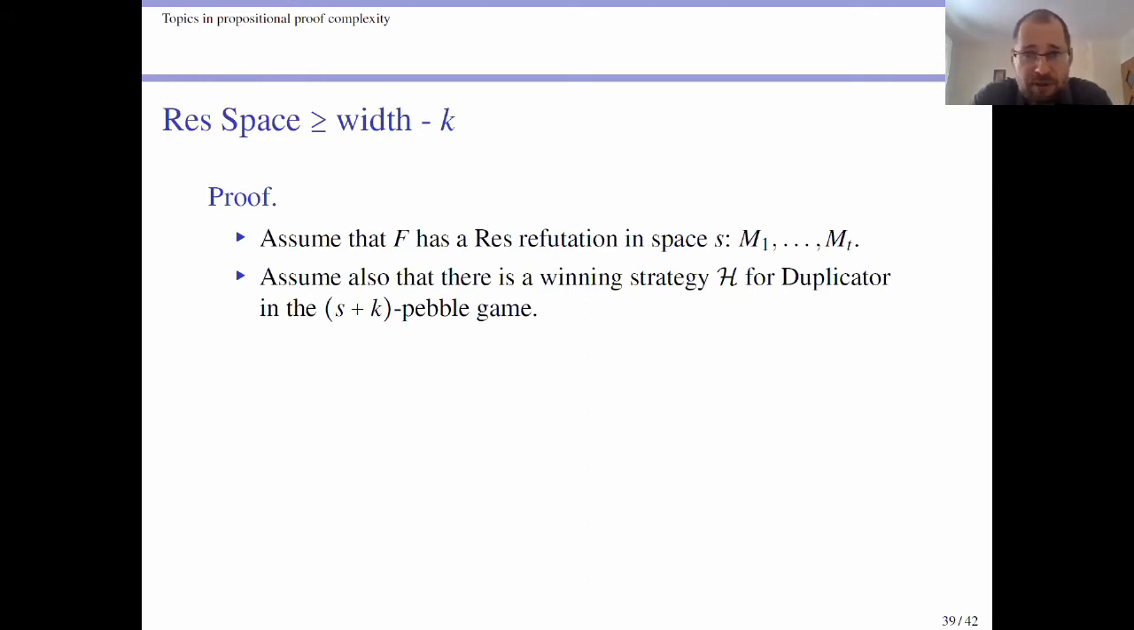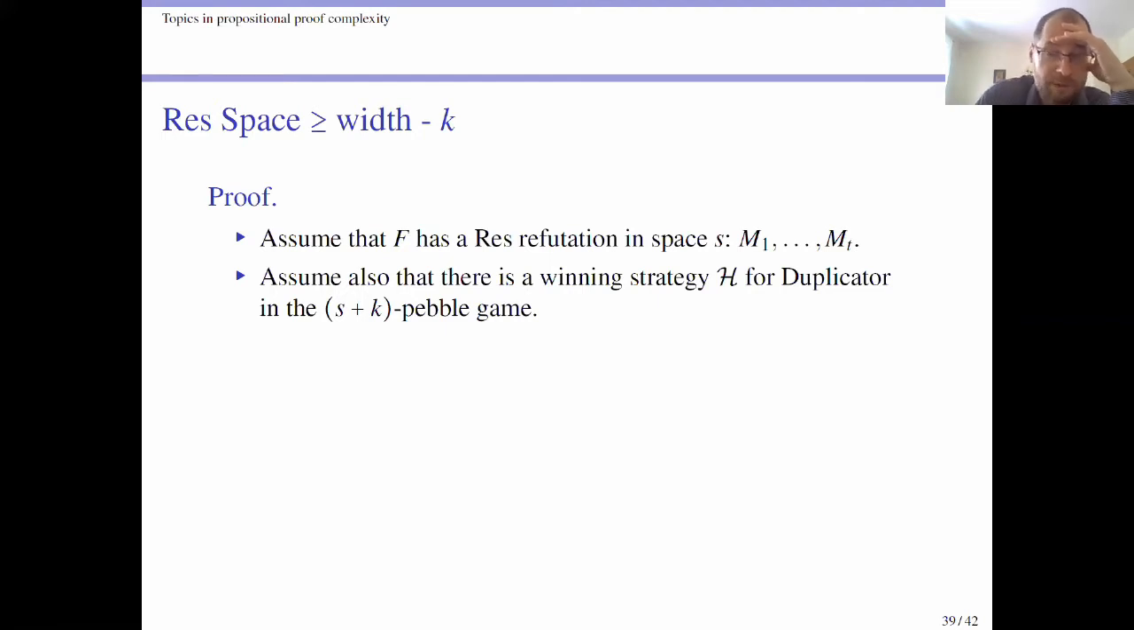But on the other hand, assume that there's no refutation in width S plus K. So by what we discussed concerning prover-duplicator games, that means that there's a winning strategy for duplicator in the game with S plus K pebbles. In fact, you could have S plus K plus 1 here, but we won't care about the 1. You could improve these results by an additive constant 1, but we're not going to care. So what is a winning strategy for duplicator in a pebble game?